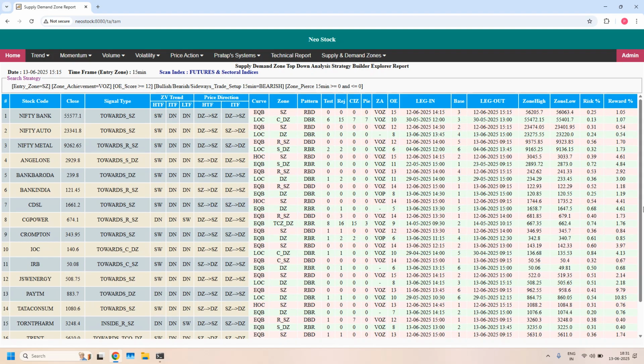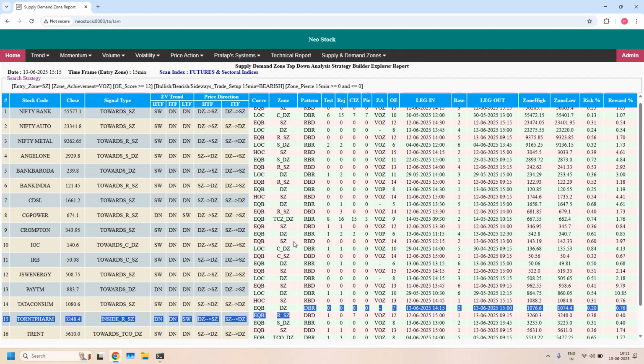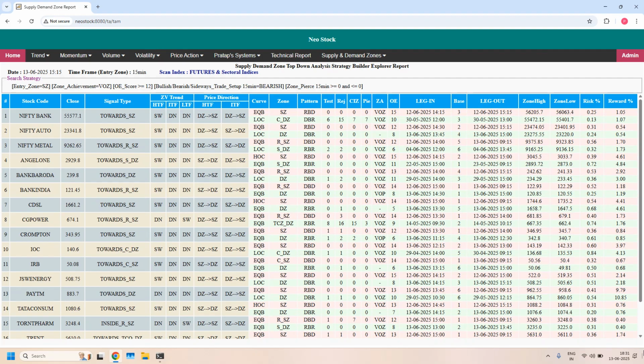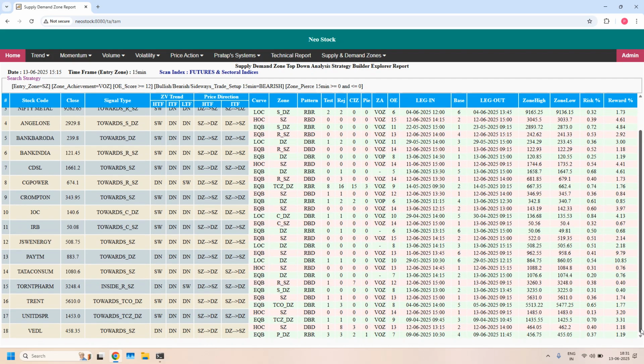18 stocks. So first 15 stocks in the list that are supporting bearish trade setup for daily income trade and entry. All these entry time frame zones are 15 minutes supply zones. So first 15 stocks. I'm scrolling the list down. So total 18 stocks are filtered.